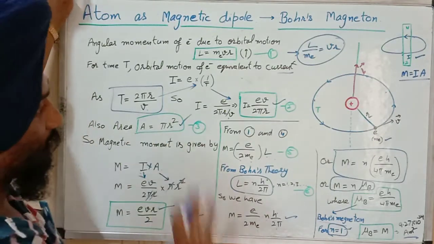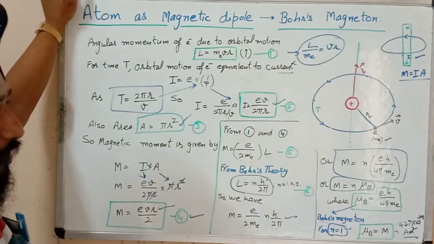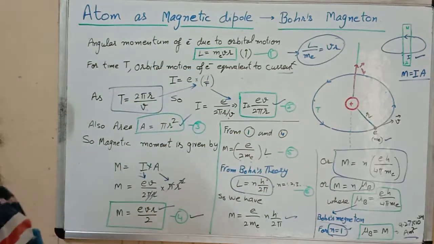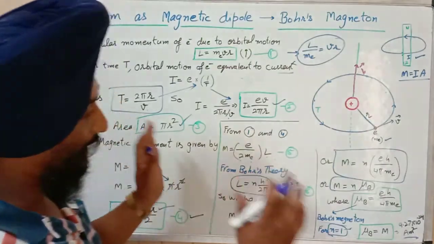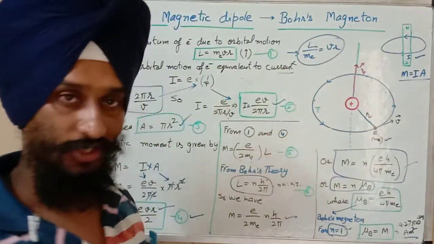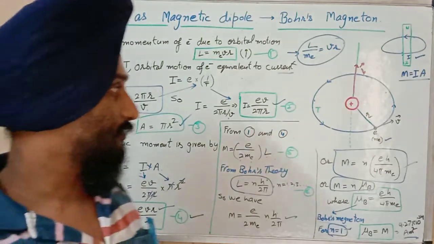So from this overall topic, we can easily conclude that an atom behaves as a magnetic dipole and it has a net dipole moment, and it is given by this relation. Okay, this is our today's topic.